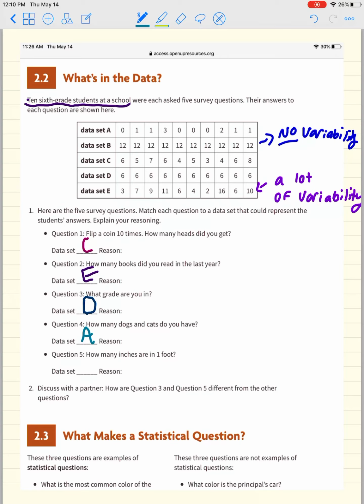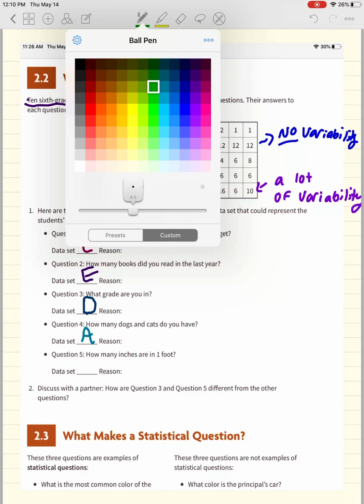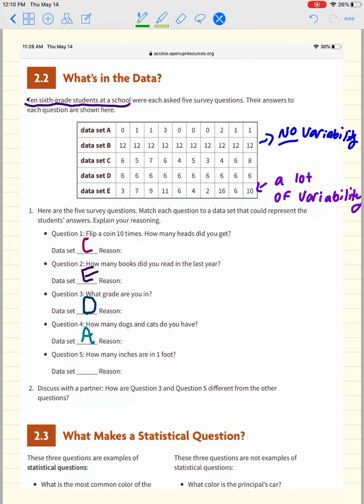Okay, question 5. How many inches are in a foot? We know there's only one other data set left, but we know that there are 12 inches in a foot, and that's not going to change. So every student said 12, and that is the correct answer. And so we're going to pick the data set with no variability that just says 12 over and over again.